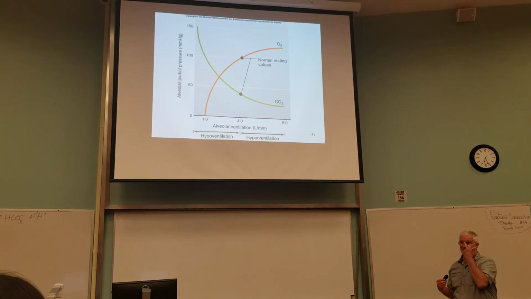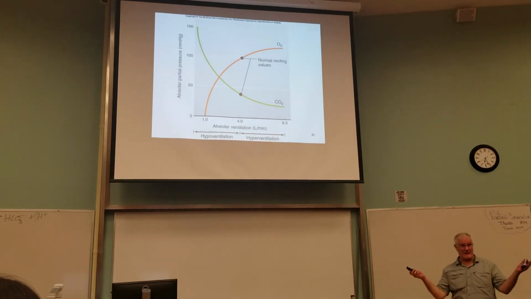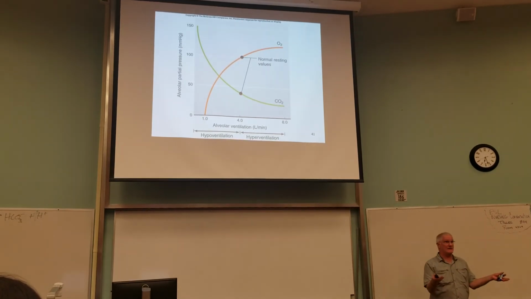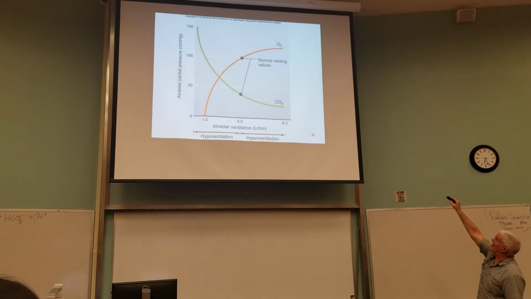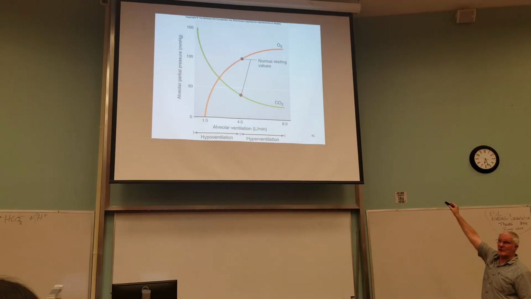This is why I'm kind of fussy about slopes, because it has to communicate an accurate representation. At some point, if you breathe faster, you're not going to get any more O2. It's going to plateau out.